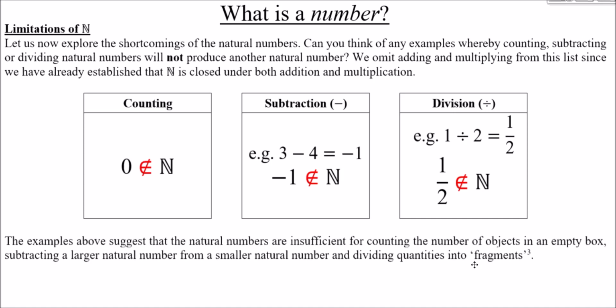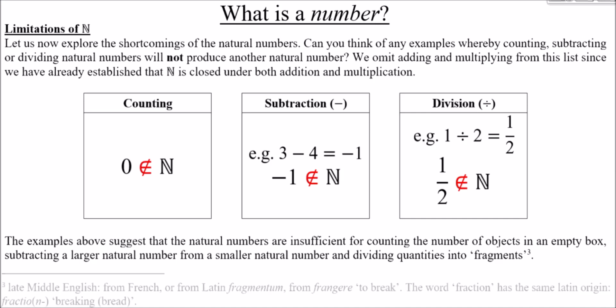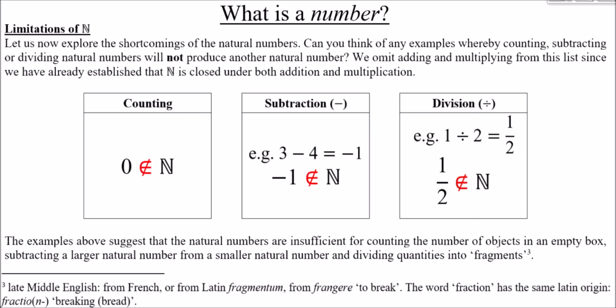The examples above suggest that the natural numbers are insufficient for counting the number of objects in an empty box, the concept of 0, subtracting a larger number from a smaller natural number, and dividing quantities into fragments. So this idea of fraction actually comes from this word fragment. And fragment is a late Middle English word from French, which initially comes from Latin fragmentum, or frangere, which was to break. So fraction has the same Latin origin, fractio, which means breaking, as in, for example, to break bread.